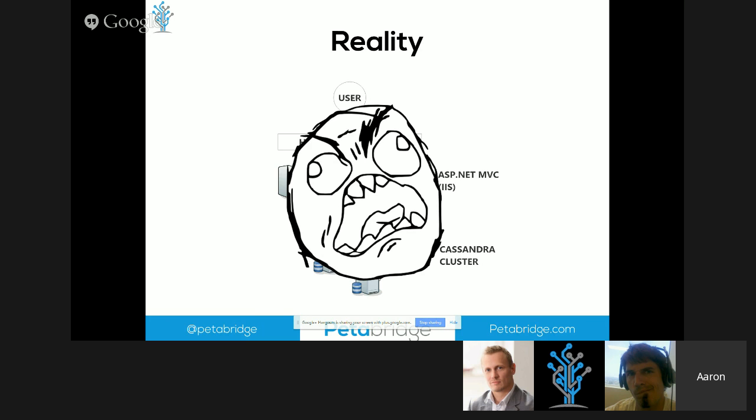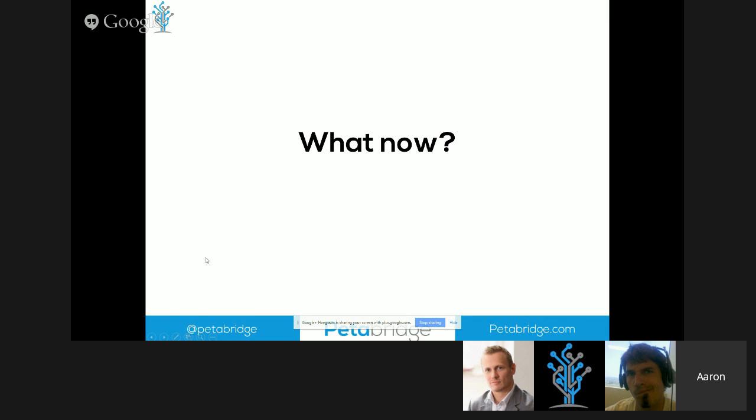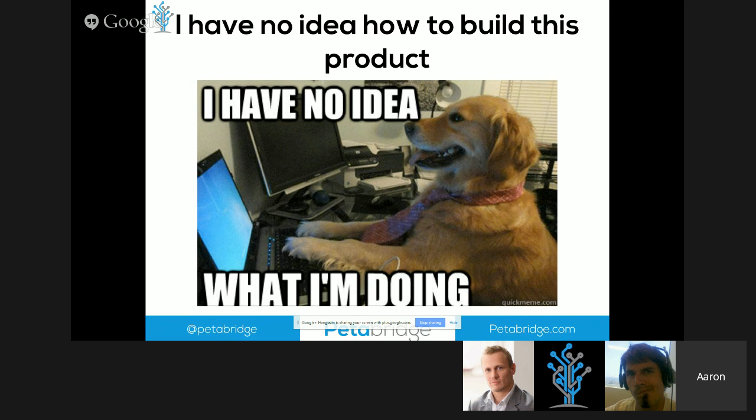And so I came to the inevitable conclusion that given the real-time requirement that we had, there was no possible way this configuration could ever work. No matter what I did to the database, and no matter what I did to the client or anything else in this picture. So I was stuck. I came to the painful realization that I had no idea how to build this product.